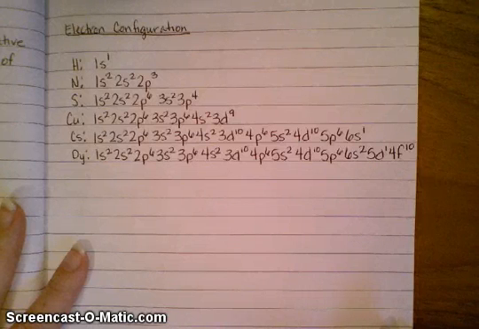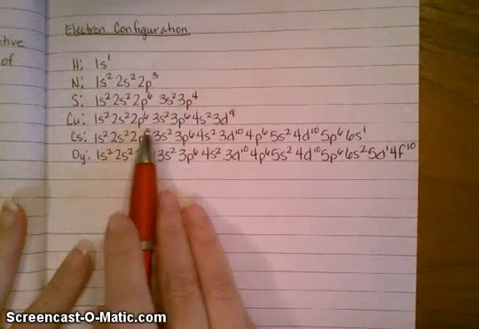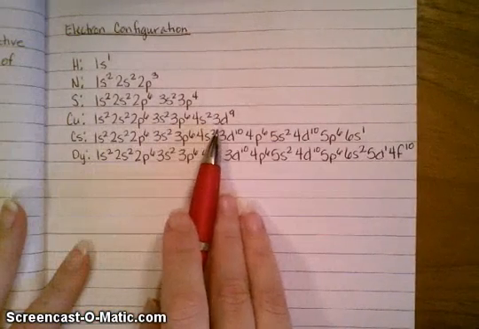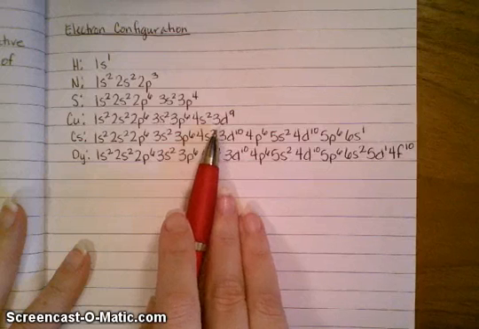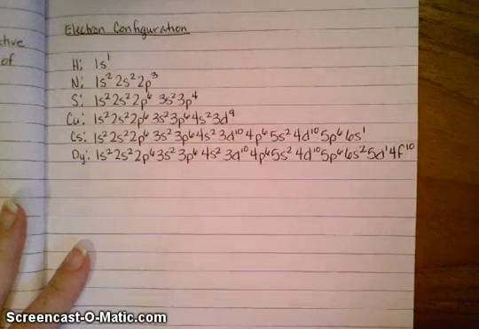In the next video, we're going to look at how to make these more condensed and much easier. When you start writing around copper and the transition elements, they're just so long, and basically you really don't need to write every single one of those out. So in the next one, we'll look at condensed notation.